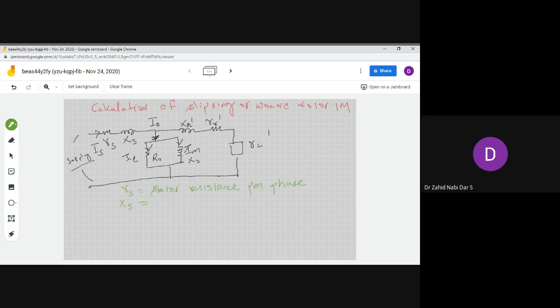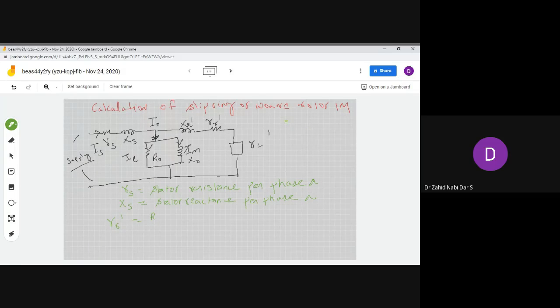XS would be your stator reactance per phase. Similarly, all these values are in ohm, and you have your RR dash, that is your rotor resistance per phase. Why are we writing this dash? Because we are referring it to the stator side.